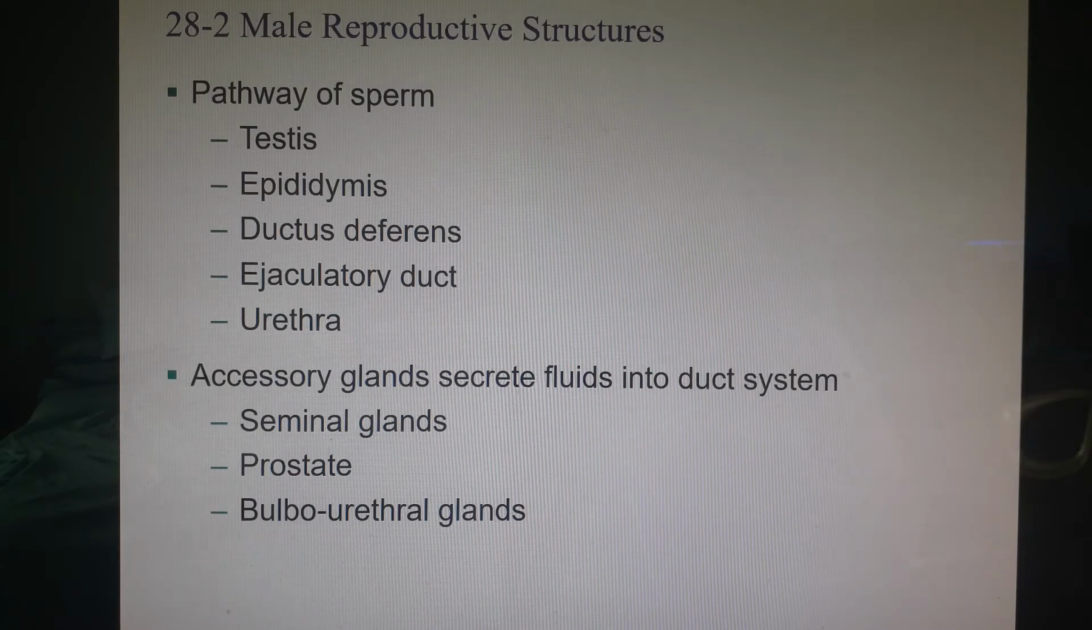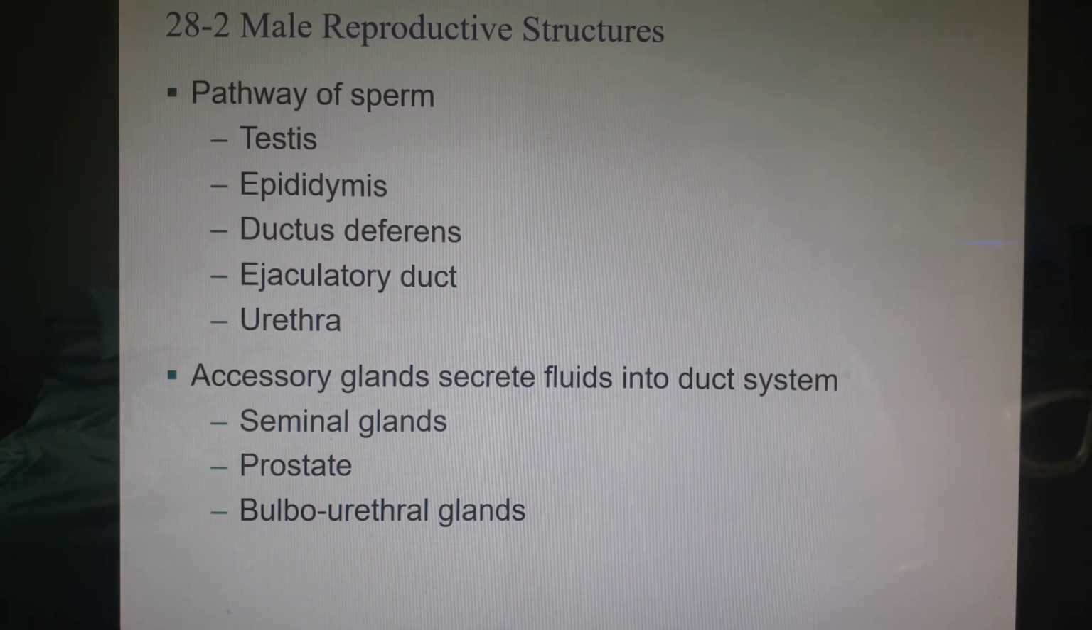So, go back to the sperm first. We're going to do male first. The pathway of a sperm is from the testis to the epididymis, to the ductus deferens, also called vas deferens, through the ejaculatory duct, through the urethra. Okay, so that's the path the sperm is going to take. Along the way, it's going to get secretions from accessory glands, including seminal glands, 1 prostate gland, and 2 bulbourethral glands. So it goes 2, 1, 2. 2 seminal glands, 1 prostate gland, 2 bulbourethral glands.